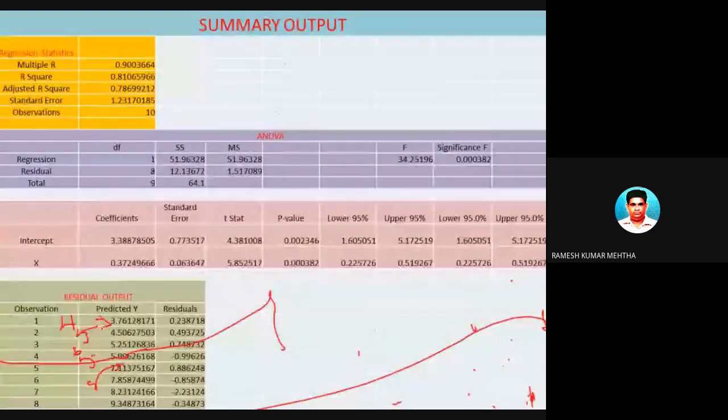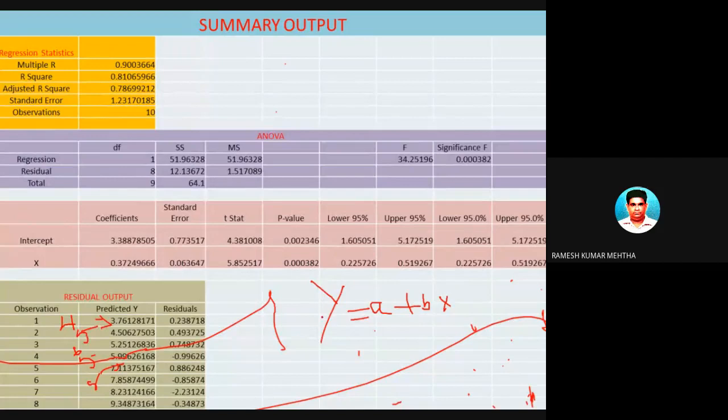Now, by using regression, I have an equation called y is equal to a plus bx. We have found an equation by running a regression model in data analysis. Now what I did, I just plugged in these values. Y is equal to 3.3887 plus b is equal to 0.37, and the first value of x, which is 1. So I got this answer.